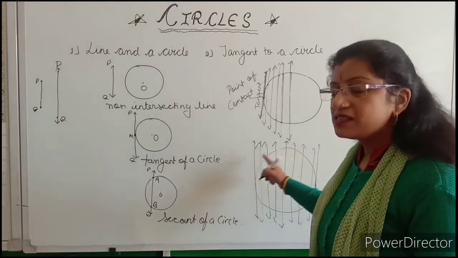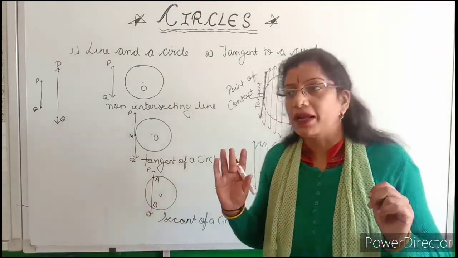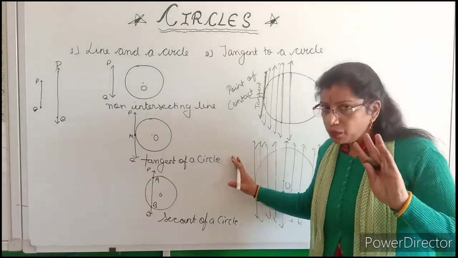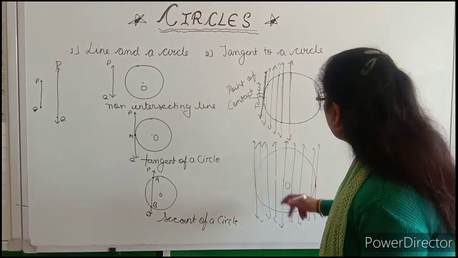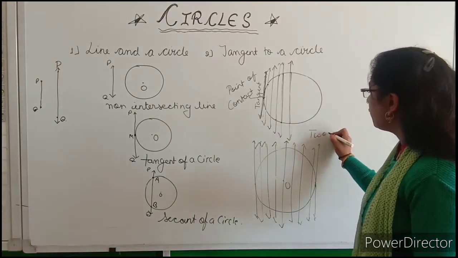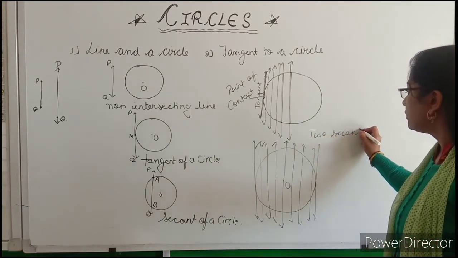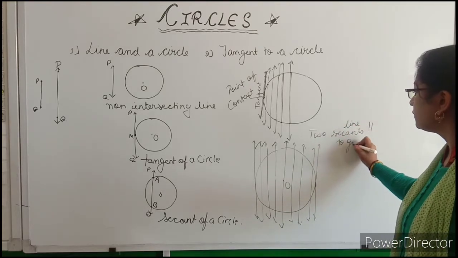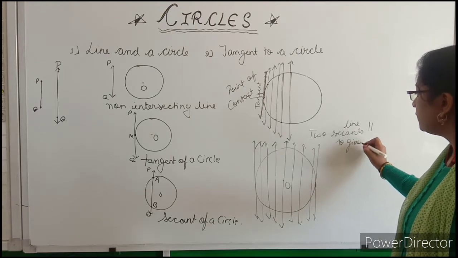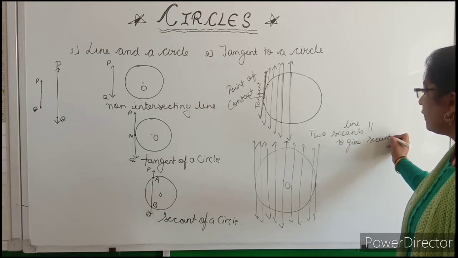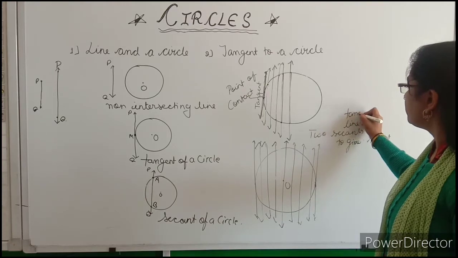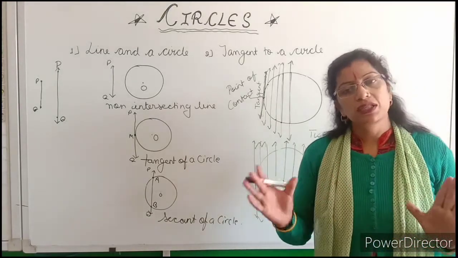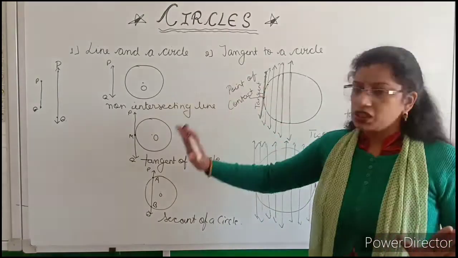So how many tangents are there parallel to a given secant? There are 2 tangents. Okay, at most 2 tangents parallel to a given secant. So we will write, there are 2 lines parallel to the given secant, and there are 2 tangents. So there are 2 lines or 2 tangents parallel to a given secant. So this much it is clear.